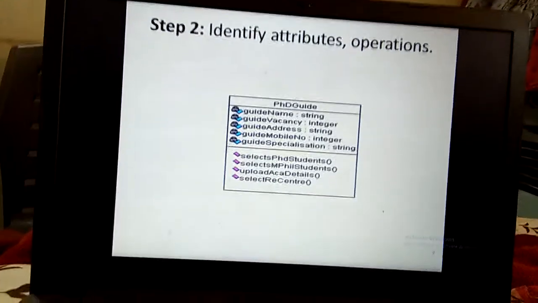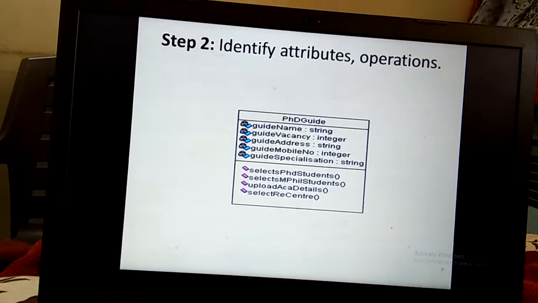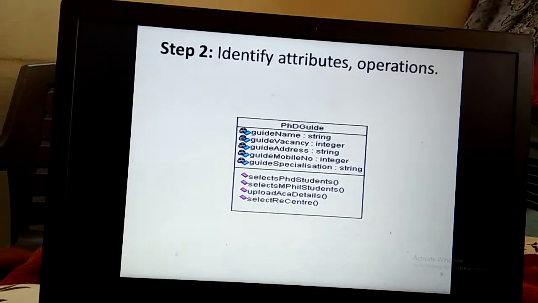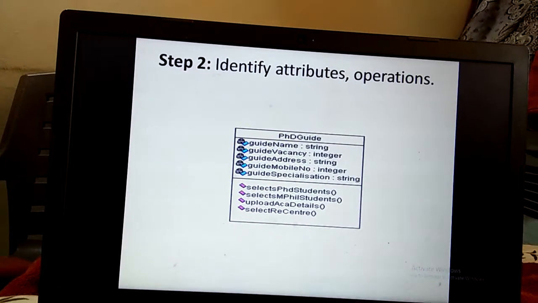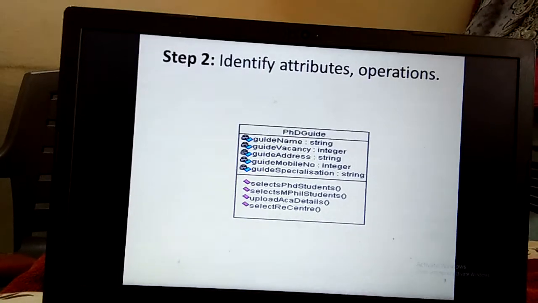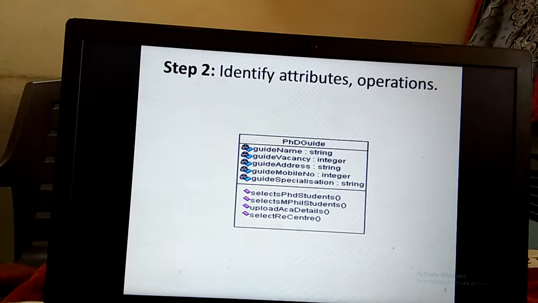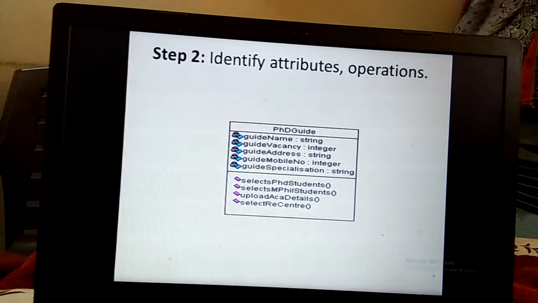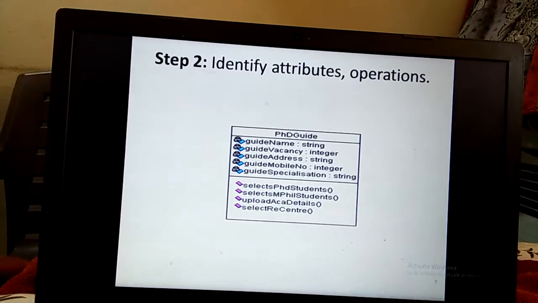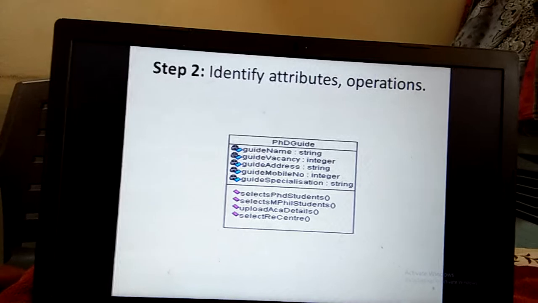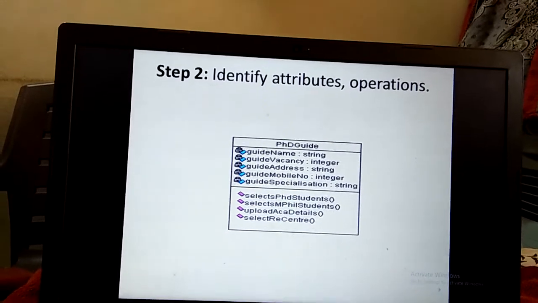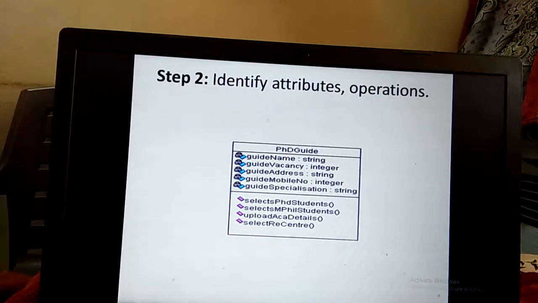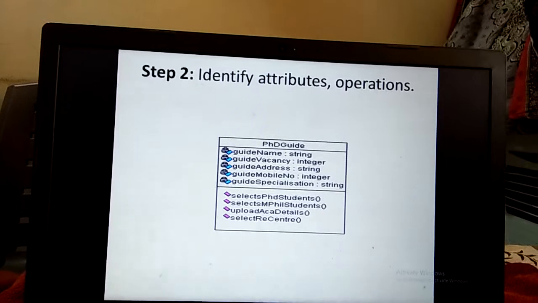Then we have to identify the attributes and operations of a class. For this, we have a three-compartment box, which is called a class icon. The first compartment consists of the class name. In this class name, the very first alphabet of every word is written in capital case. It is written in the center, and if possible, it is more emphasized in that it is bold.